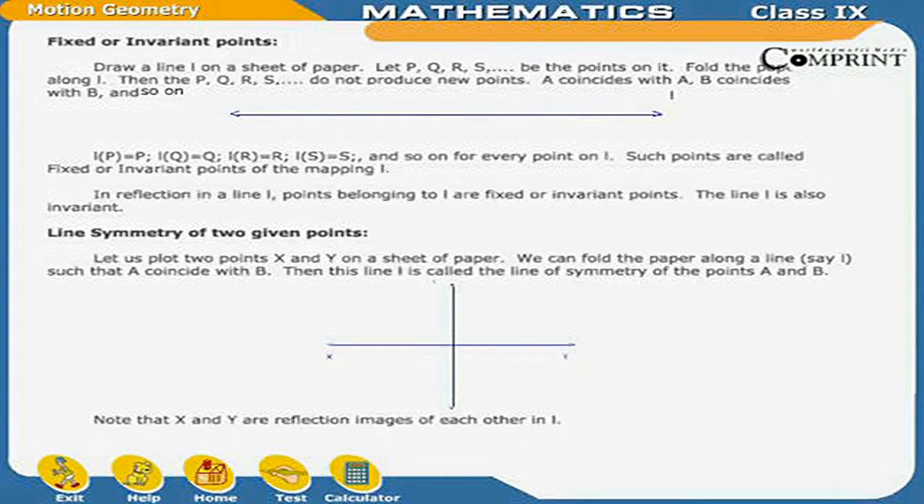Line symmetry of two given points. Let us plot 2 points X and Y on a sheet of paper. We can fold the paper along a line, say L, such that X coincides with Y. Then this line L is called the line of symmetry of the points X and Y. Note that X and Y are reflection images of each other in L.